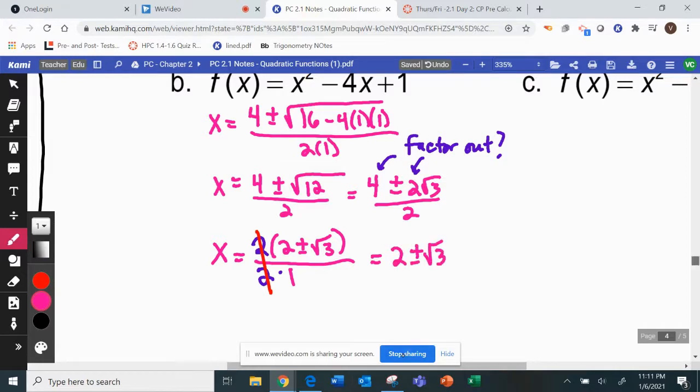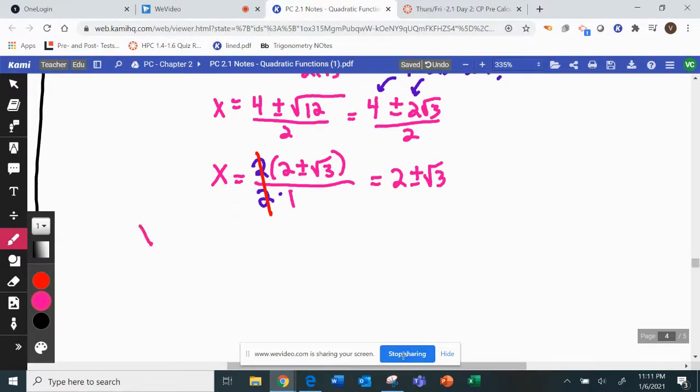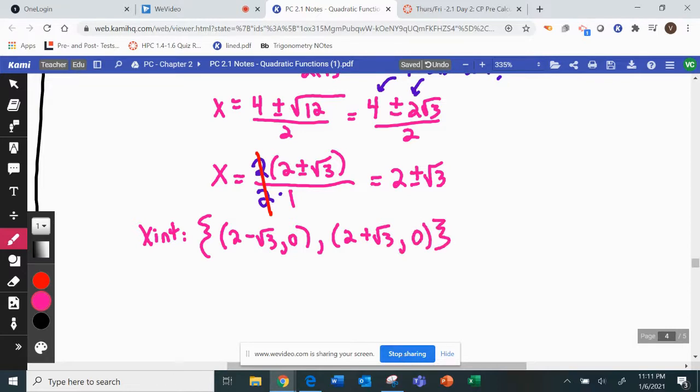And we're going to write this as x-intercepts. There's 2 of them. My first one can be 2 minus square root 3 comma 0. My second one is going to be 2 plus square root 3 comma 0. You notice I keep going with the minus first, which is weird, but that's because I'm going from left to right. I'm going from small to big. I'm putting them in order. So that's why I keep using the minus first.